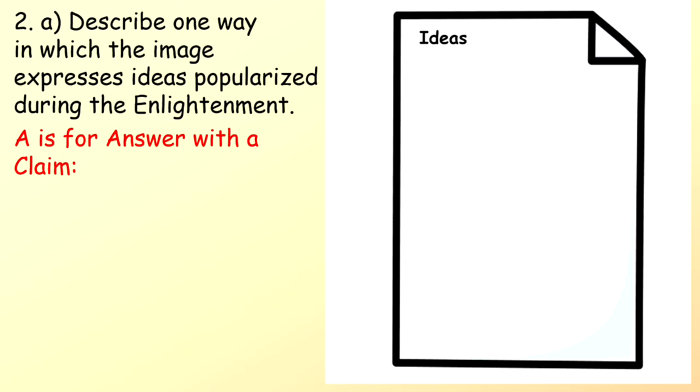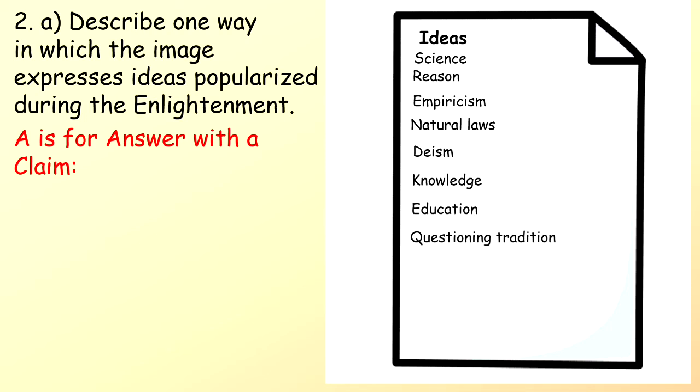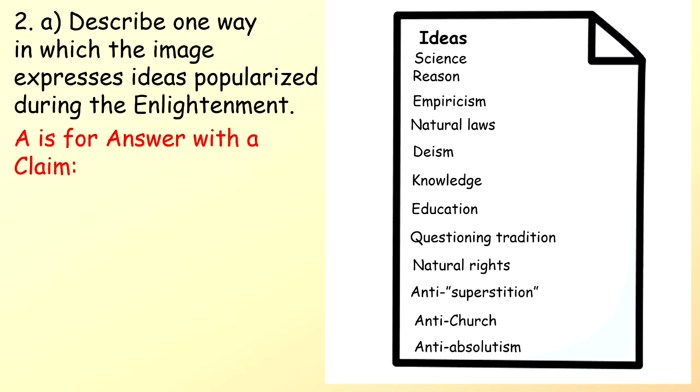So part A was describe one way in which the image expresses ideas popularized during the Enlightenment. And remember, A is for answer, with a claim. So you might just brainstorm some of the ideas that were popularized during the Enlightenment. Ideas such as science, reason, age of reason, empiricism, natural laws, deism, knowledge, education, questioning tradition, natural rights, anti-superstition, anti-church, anti-absolutism. So that's a good list. It's not everything, but it's a good list to go on.